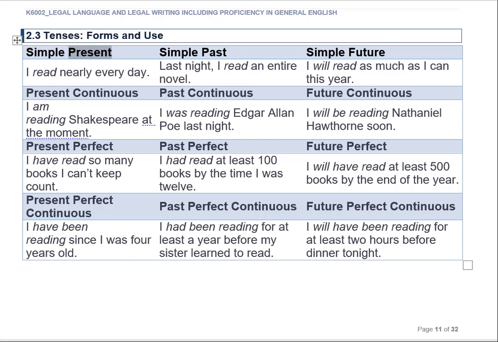Tenses, forms and use. Simple present. Simple past. Simple future. I read nearly every day. Last night, I read an entire novel. I will read as much as I can this year.